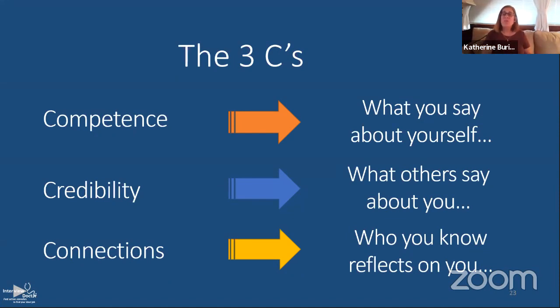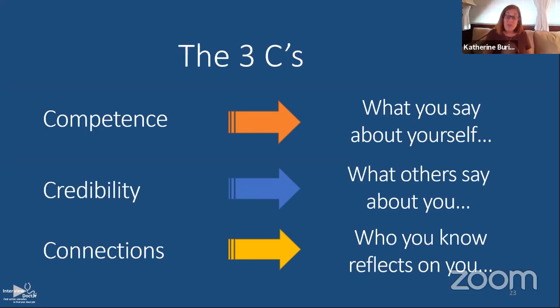LinkedIn calls these the 3 C's. When you look at a profile, I guarantee you do this as well. You're looking for competence, which is what you say about yourself. So I might say that I'm good at job search marketing plans. Fine. I might say it over and over and over again.